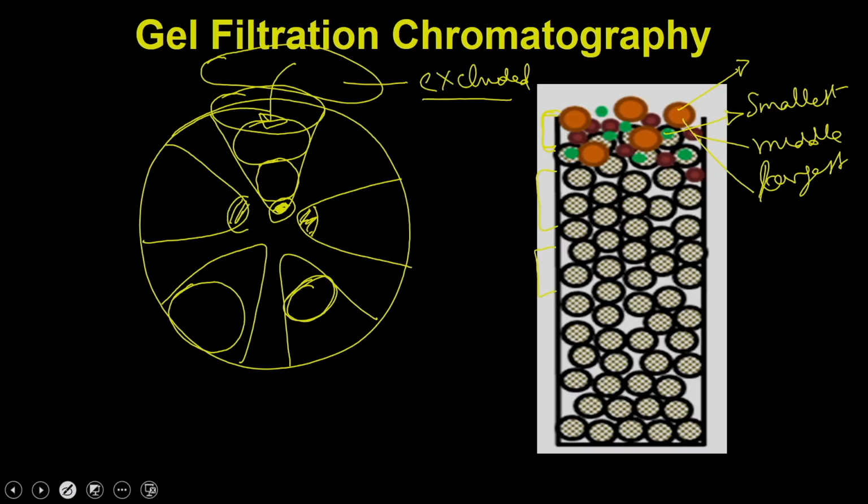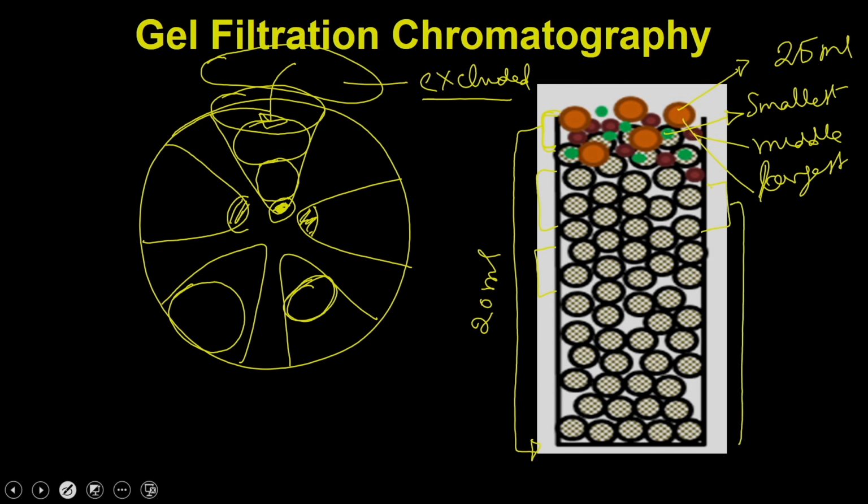The green ones travel from the first layer up to this point. Imagine that this is a column of 25 ml; the green ones probably travel somewhere around 20 ml, because they bind into the first layer. And the red ones, which are present in the third or fourth layer, travel all the way up to the end, probably around 17 ml.